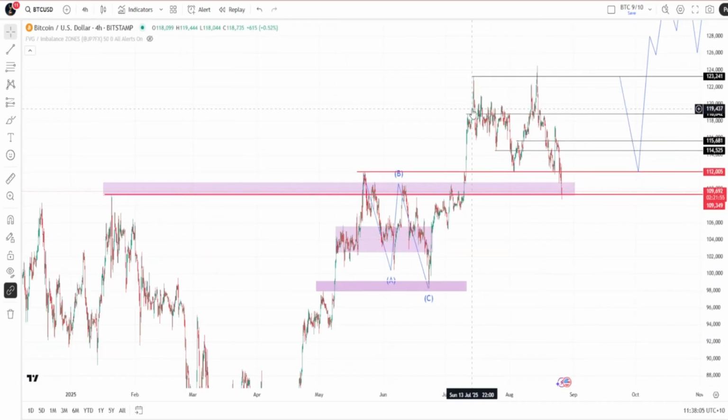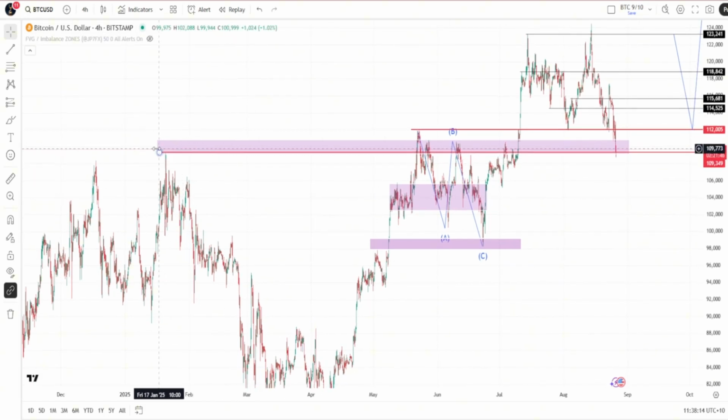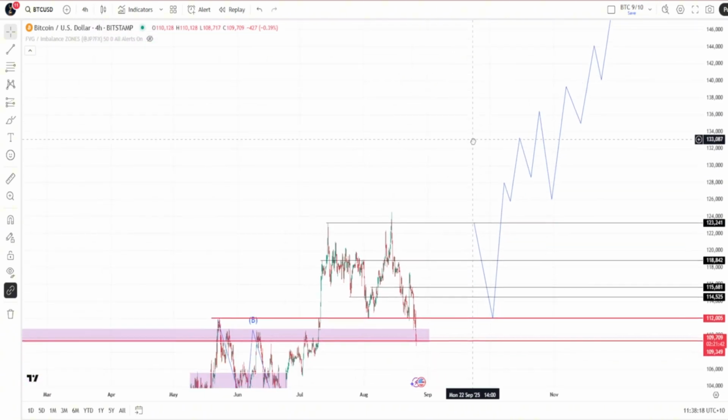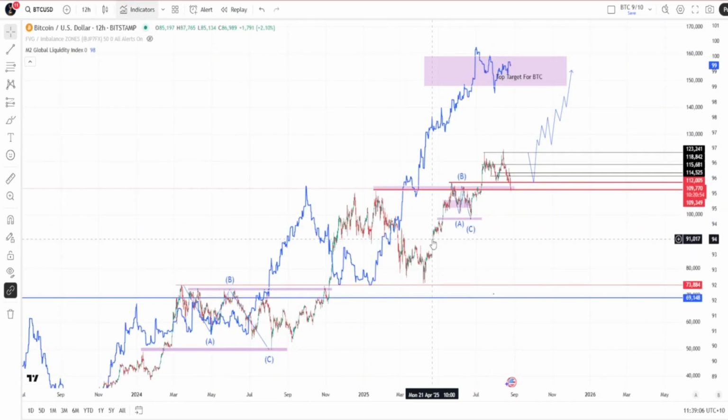The first was simply just Bitcoin back testing the all-time high set back on the 20th of January, and that once Bitcoin does back test this, no matter how high it goes, I'm not really interested in it. I am looking for it to match the M2 money supply, and this is the M2 money supply here in blue, and it does have Bitcoin sitting at $155,000 to about $160,000 if Bitcoin is to continue to follow the M2, which it has so far in this cycle, and I do think it will continue to do so.